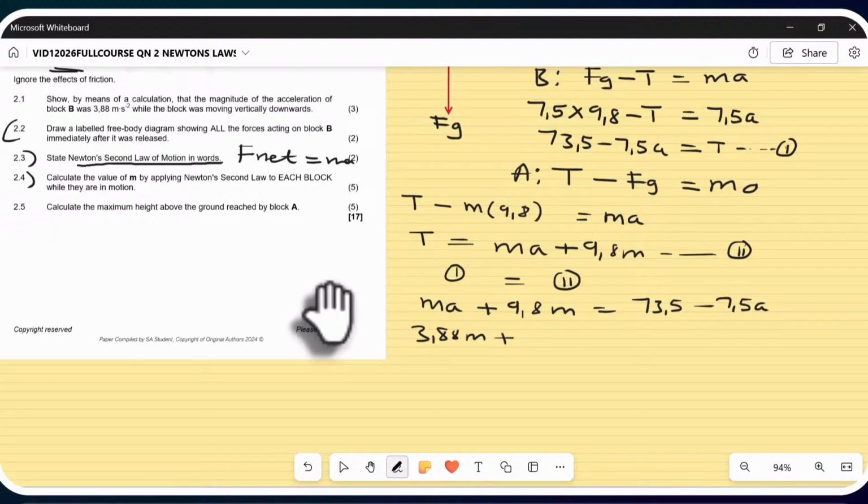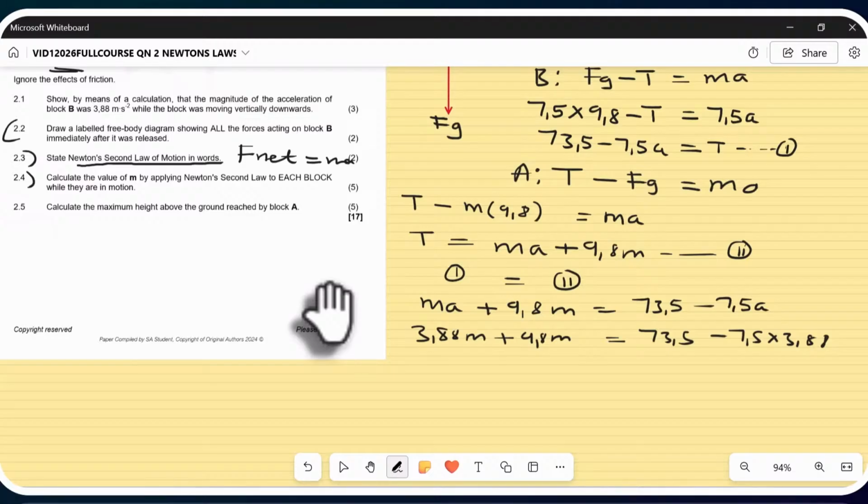All right, so from here, when I simplify, I'm going to get my m. So finally, as I subtract here, then I divide by this one here, I'm getting my m at 3,25 kilograms. That's our m here.